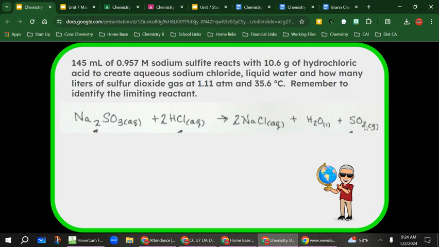The only difference is you have a different reactant that's going to that product. If you compared it to two different things, there's no way you could know which one is limiting. We're not comparing the ratio, we're going from the Na2SO3 into the same product, SO2.